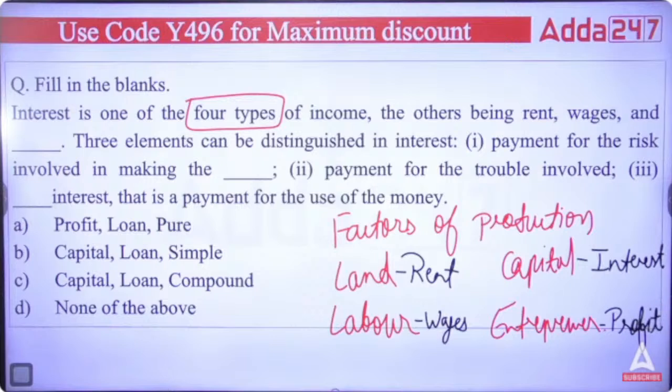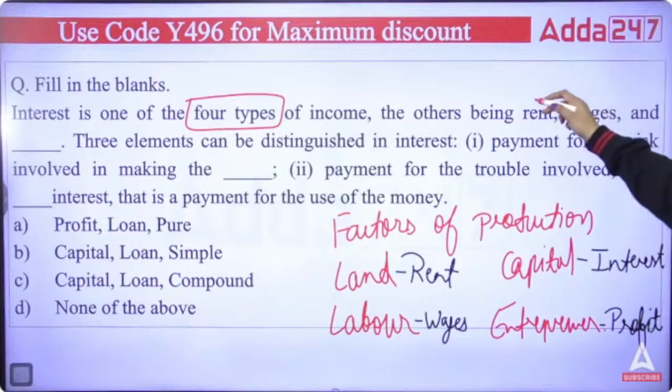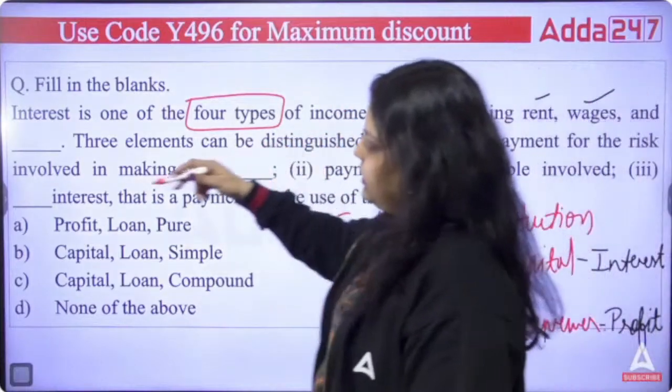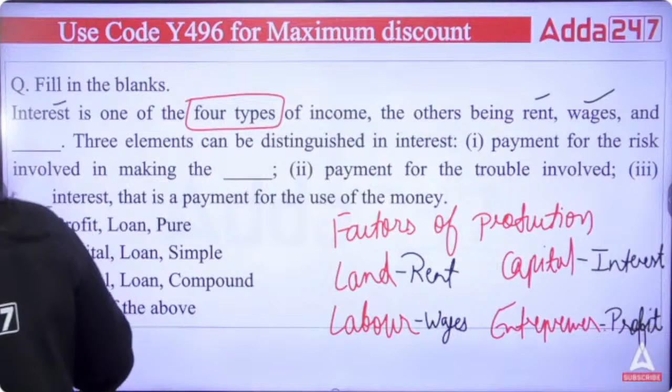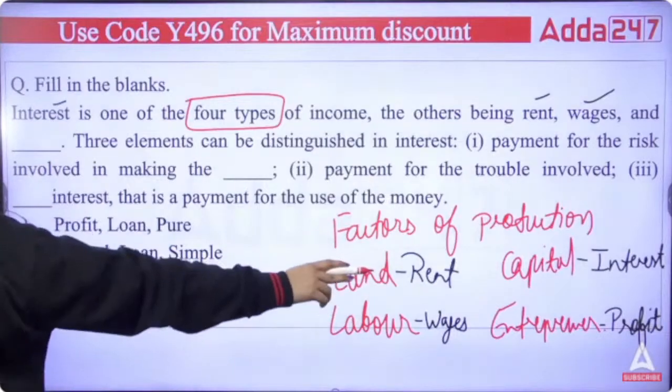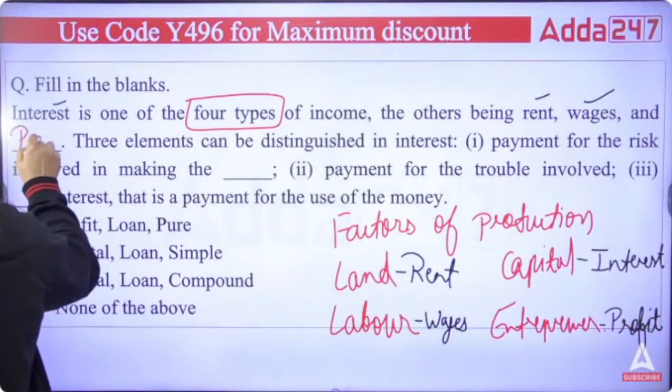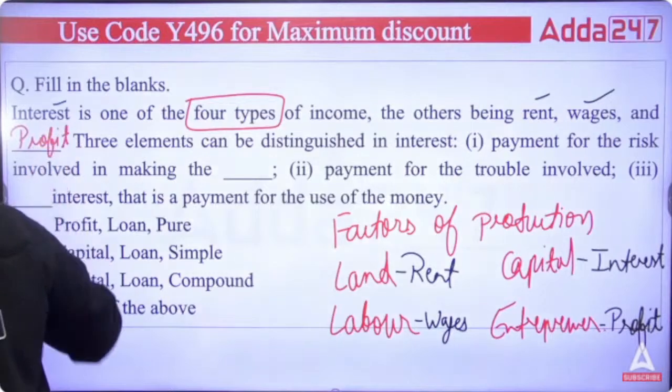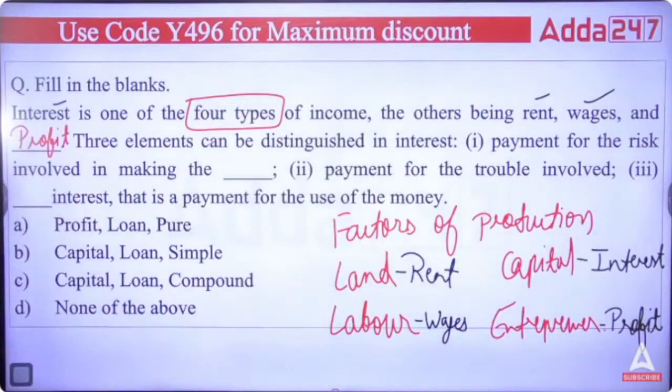So these are the 4 incomes that you get from the factors of production, and the rent, wages and interest are already written here. So what is left? The right answer will be profit. So here it will be profit. Now we can eliminate the options. You can see the profit is there in the first option. Second and third are not correct. You can eliminate these two options. Now it can be either A or B. Sorry, D.